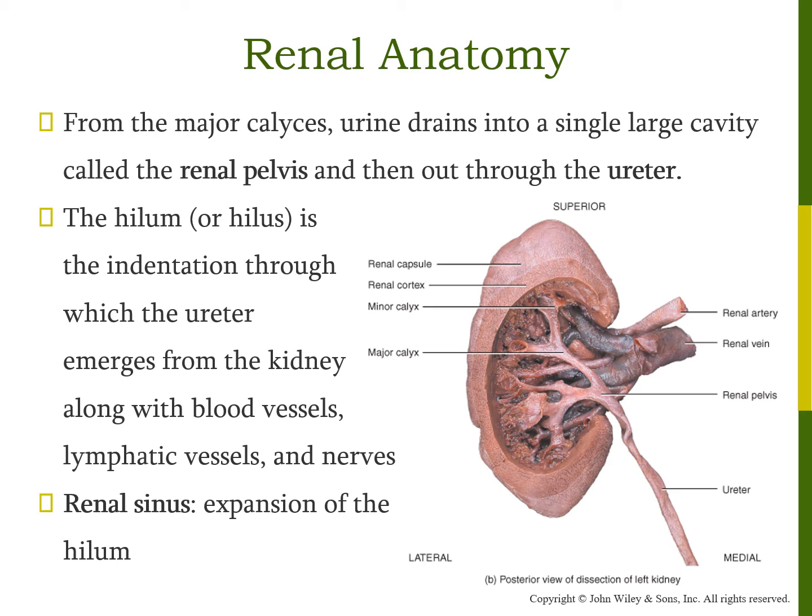The hilum or hilus is the medial indentation of the kidney through which the ureter emerges, along with blood vessels, lymphatic vessels, and nerves. The hilum expands into a cavity within the kidney called the renal sinus, which contains part of the renal pelvis, the calyces, and branches of the renal blood vessels and nerves. Adipose tissue helps to stabilize the position of these structures within the renal sinus.